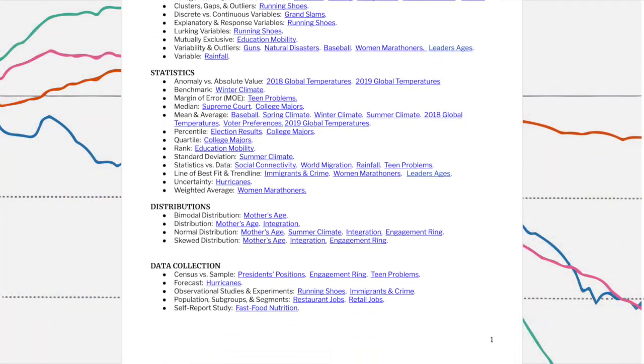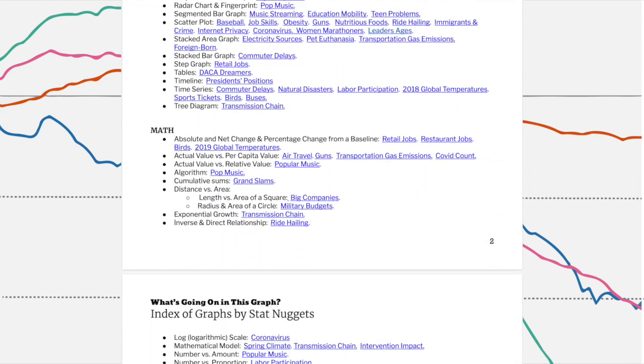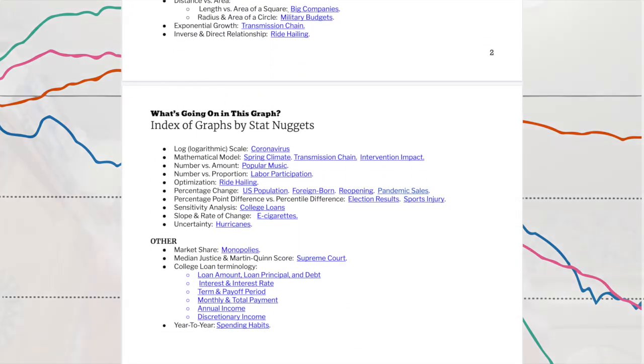So if you're teaching a particular concept, and when I talk about concepts, I'm not only talking about variability and association and line of best fit, which would be statistical concepts, but I'm talking about things like percentiles, percentage change, absolute value. All of these concepts are listed, and you can go directly to the graph that has that.